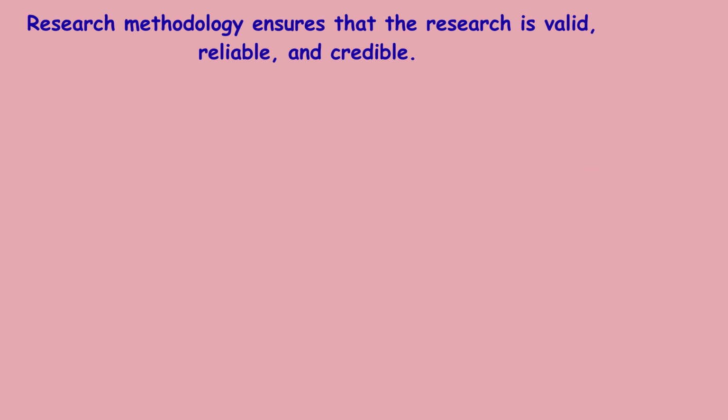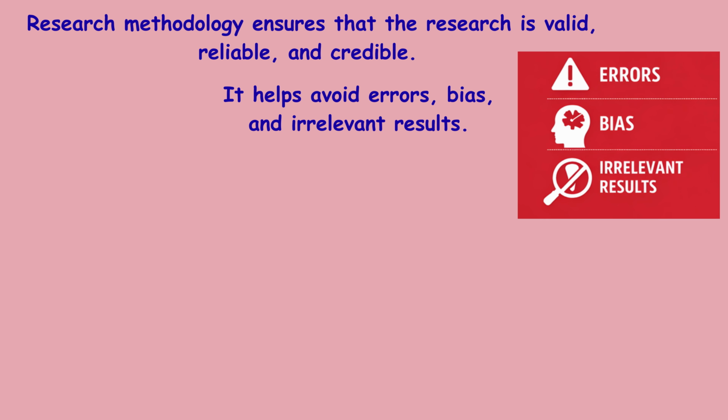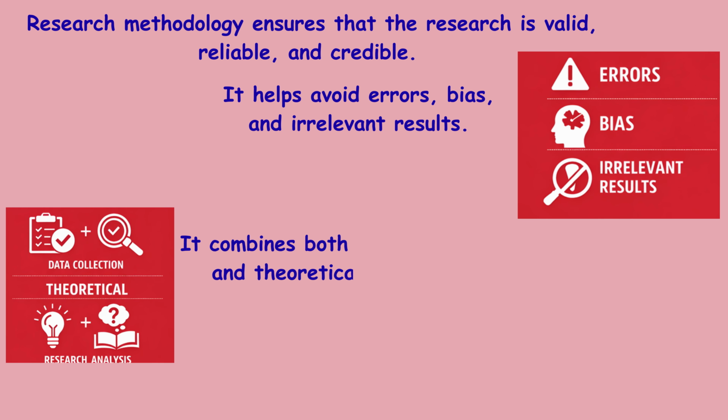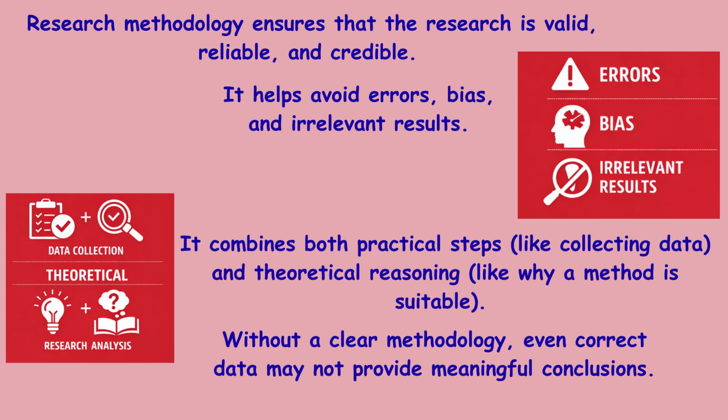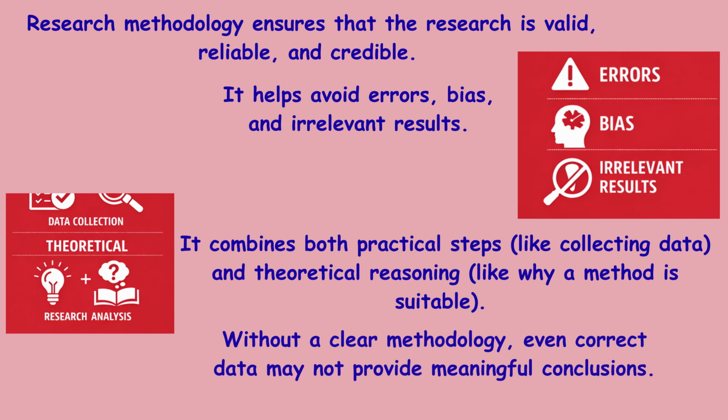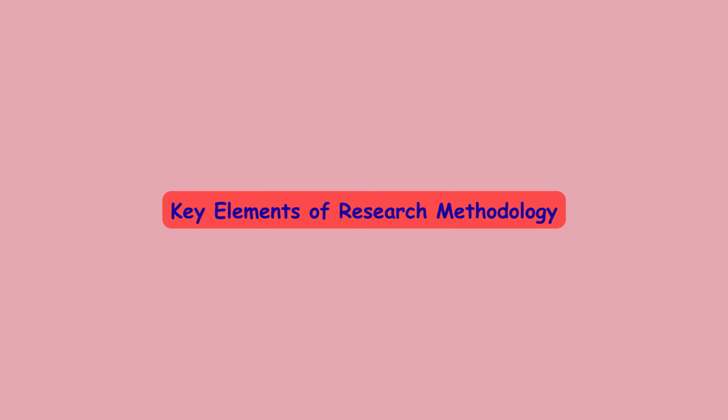Research methodology ensures that the research is valid, reliable, and credible. It helps avoid errors, bias, and irrelevant results. It combines both practical steps, like collecting data, and theoretical reasoning, like why a method is suitable. Without a clear methodology, even correct data may not provide meaningful conclusions. Key elements of research methodology.